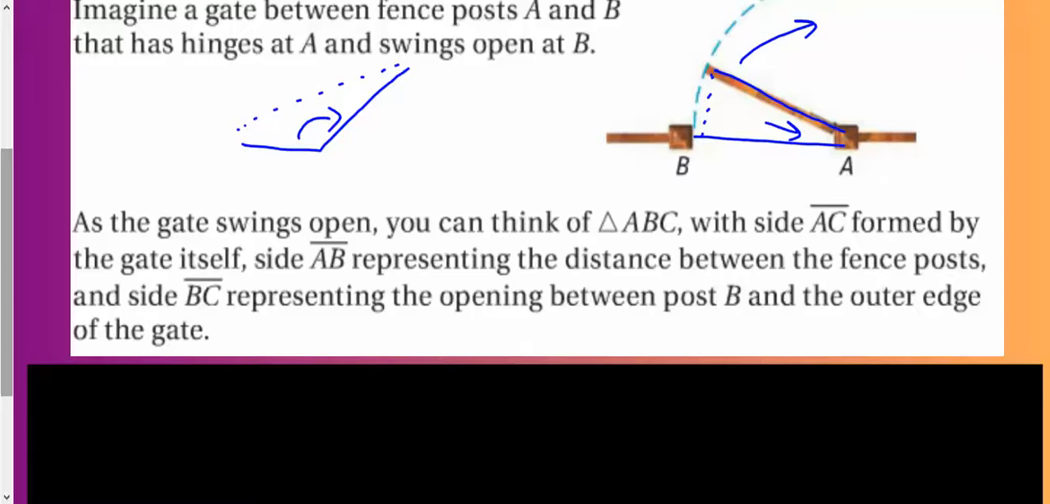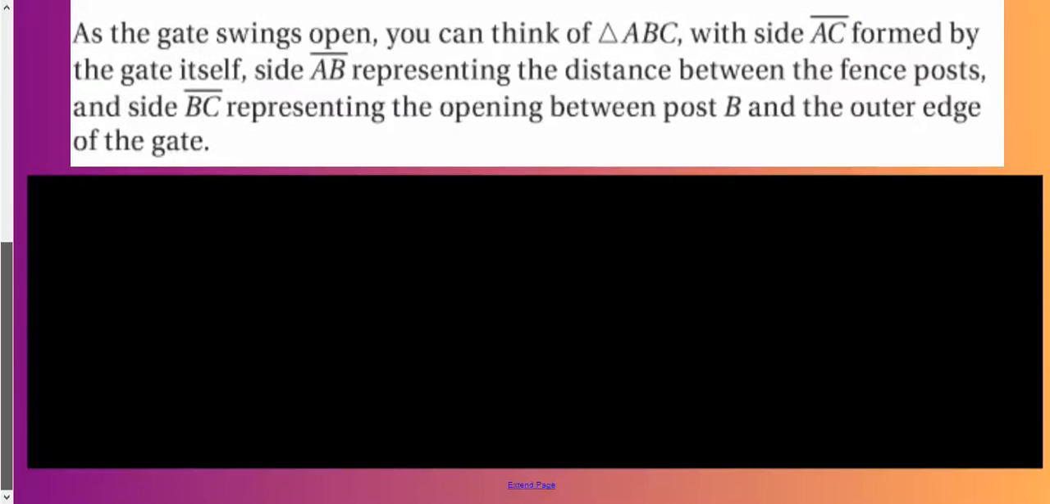So if you have two sides that are congruent, the space between the A and the B, and the gate itself, those two sides are congruent, the included angle that's larger produces a side length opposite that's larger. And that's the idea of the hinge theorem.